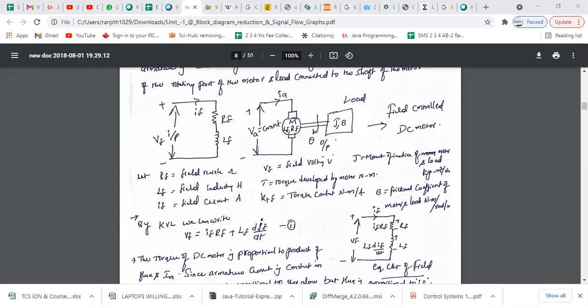Now coming to the electrical part, similar. Apply KVL. Coming to the analysis, this is the equation: VF equals IF RF, the current flowing through RF, plus the current flowing through the inductor, LF dIF by dt. Is it clear? This is equation 1, all of you. Yes. After applying KVL, we are getting this equation 1.